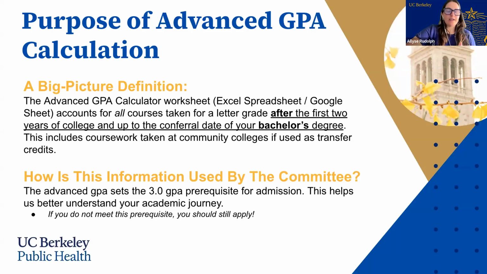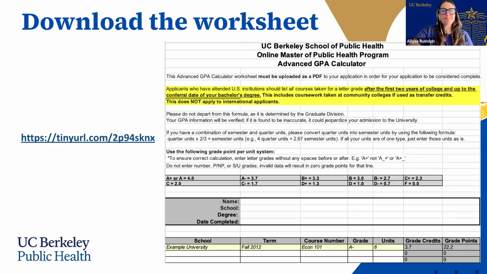Some folks meet and exceed that. Some folks are not quite meeting that. And if you're not meeting that, we just want to look at the rest of your application to understand where there may be other evidence for academic ability. And again, we can clarify any questions, but hopefully that helps give some context as to why we're asking this and how it's being used.